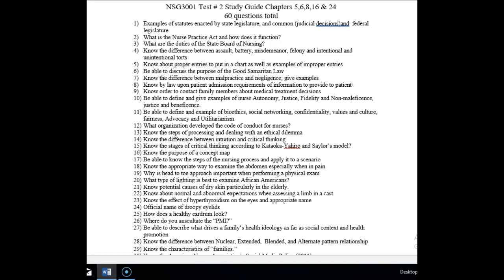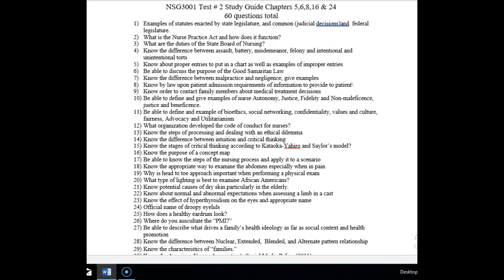Know the difference between malpractice and negligence. We discussed in class the difference between somebody being negligent and just straight up malpractice.